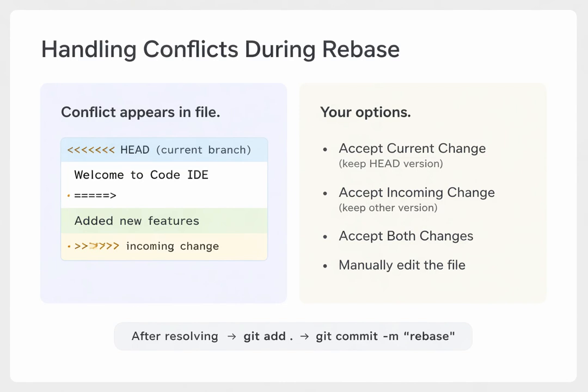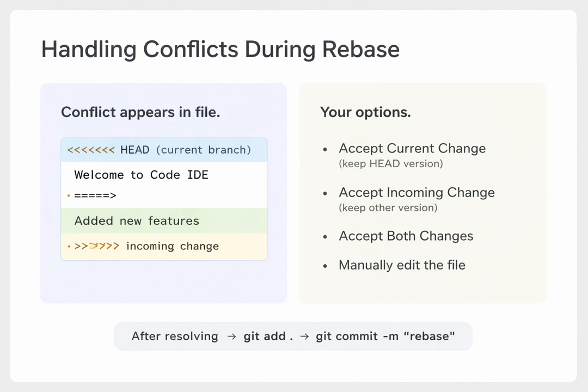When you rebase, Git might run into conflicts, situations where both branches change the same part of a file in different ways. When that happens, Git pauses and shows you the conflict right inside the file, using those angle bracket markers. The section between the arrows labeled HEAD is what's in your current branch. The section below the equal signs is what's coming in from the other branch.